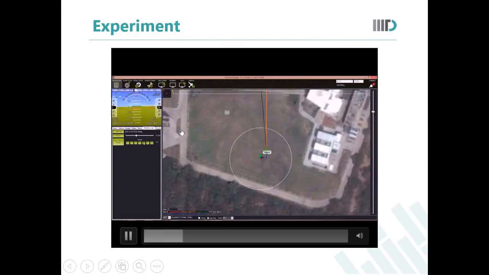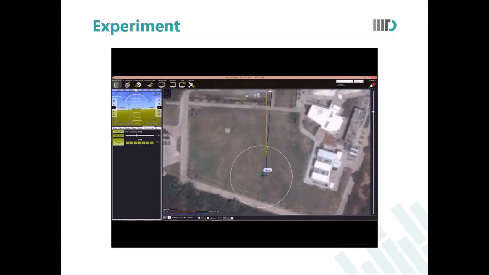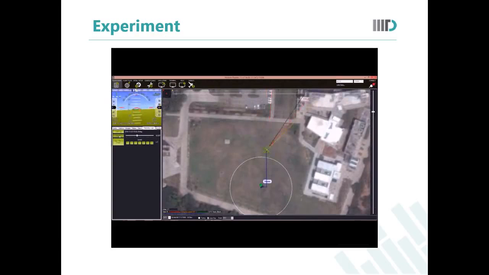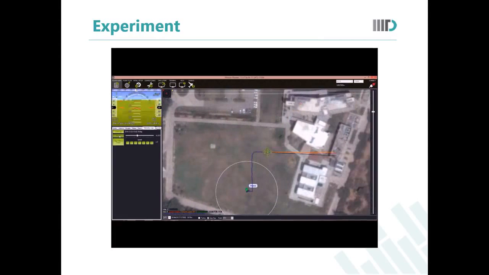This was over the campus that we did the experiment on. I didn't put in the wind speed. The wind speed was something around 1 meter per second. It was much less than half, but there was some wind.